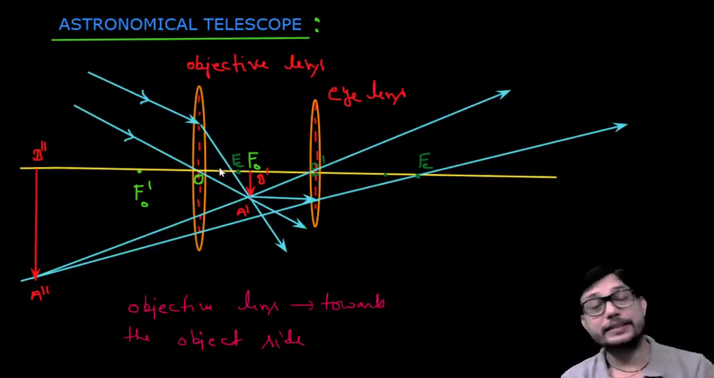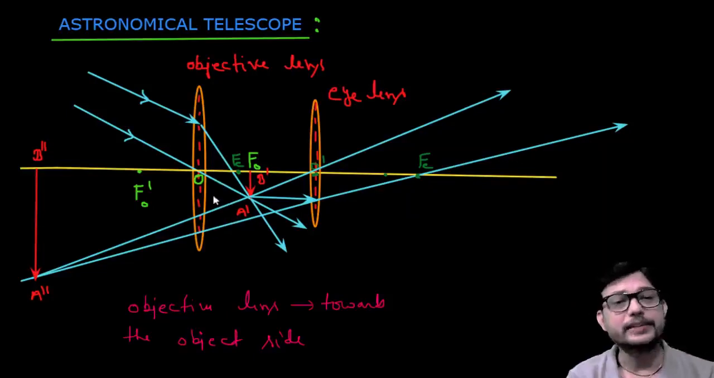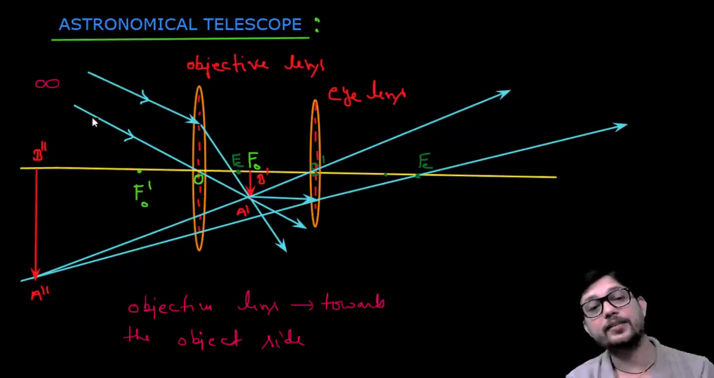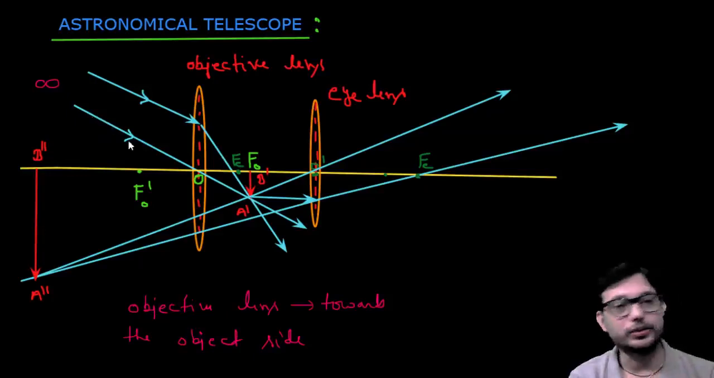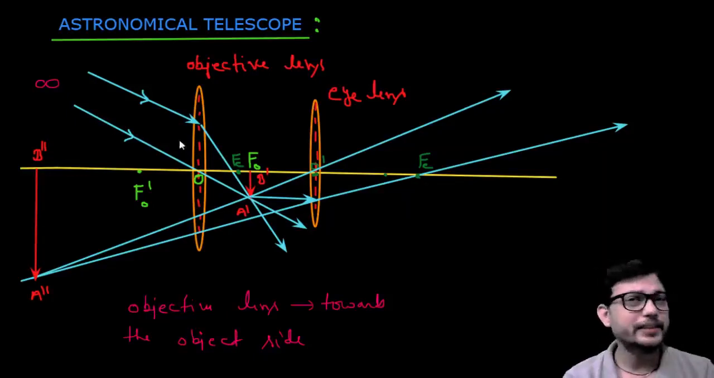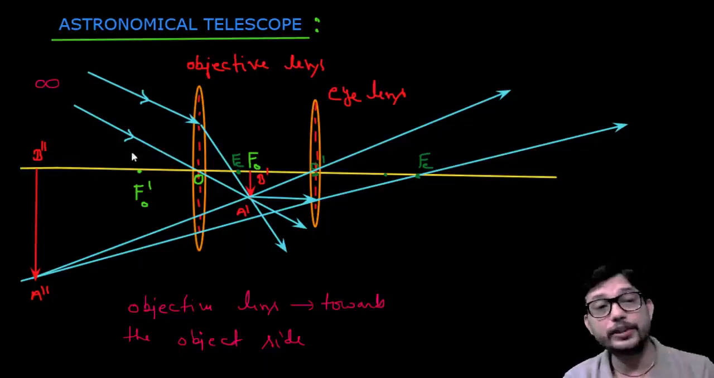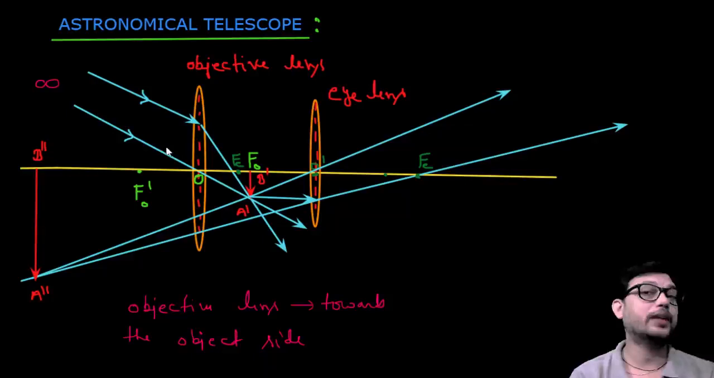Now we will discuss the second point. What is the second point? As we know, if the object is at infinity, then the rays coming from the object are parallel to each other. What is needed is that we show the rays parallel to the principal axis.